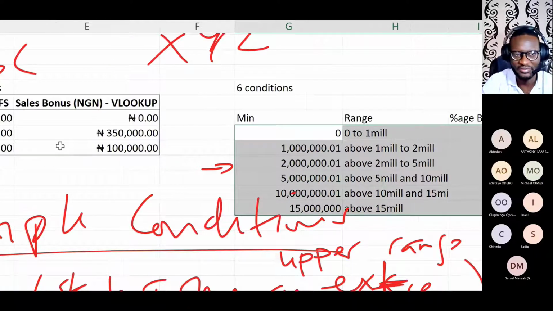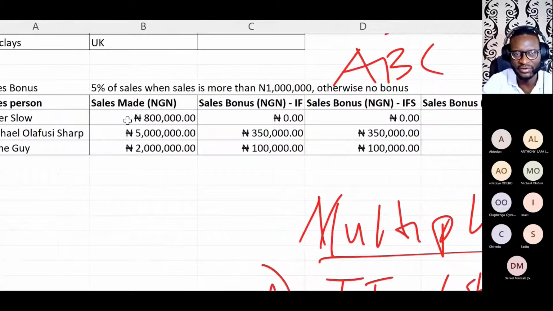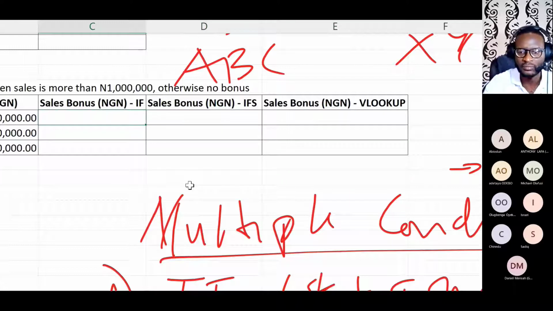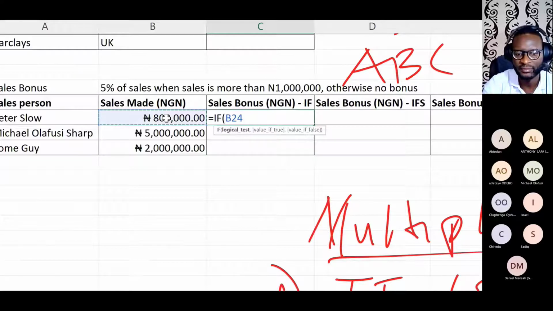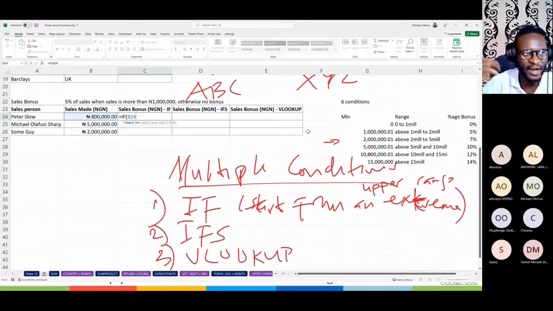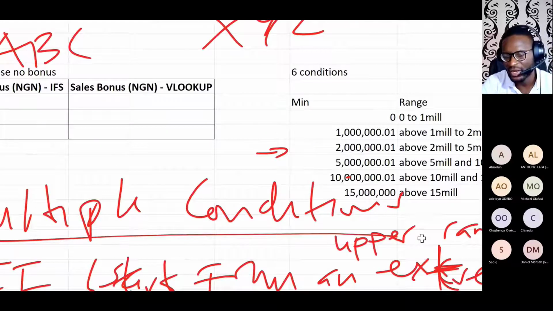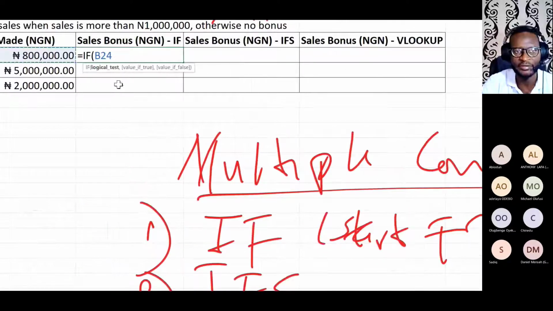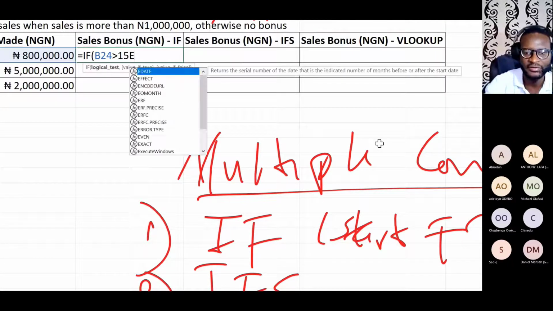Okay, I tell you, with this number of conditions, let's try it now. So you see how one suffers with each of these approaches. So let's try all the approaches. Remember what I said, start from an extreme. Always pick an extreme and start from it. So I start from the upper range, greater than 15 million. Greater than 15 million. So greater than 15 is 6.